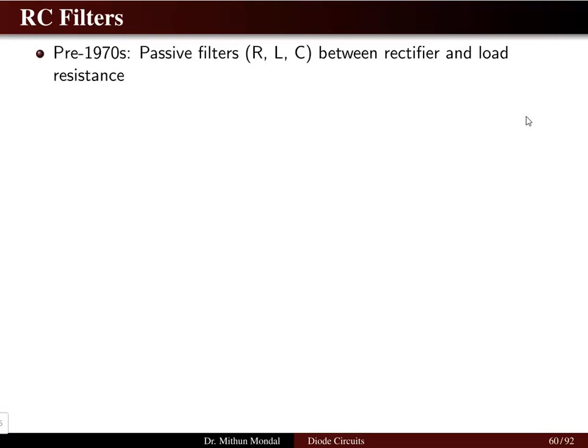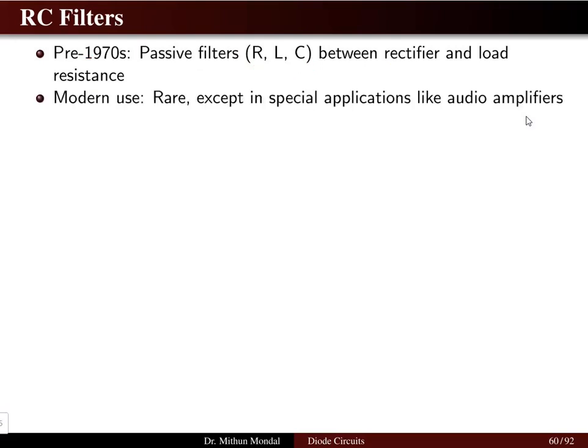If you talk about before the 1970s, passive filters, whether resistor, inductor or capacitor, were used between the rectifier and the load resistance. They were used as passive filters because these elements, resistor, inductor and capacitor, are passive elements which consume power. In modern use, these passive filters are rarely used except in certain applications like audio amplifiers.